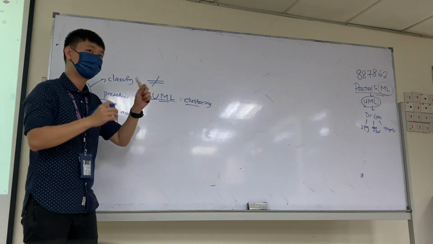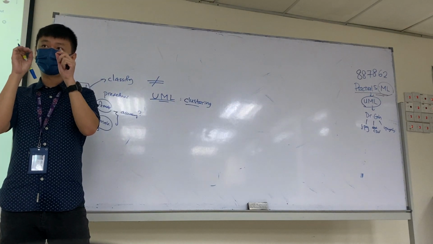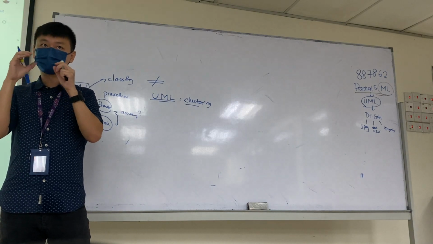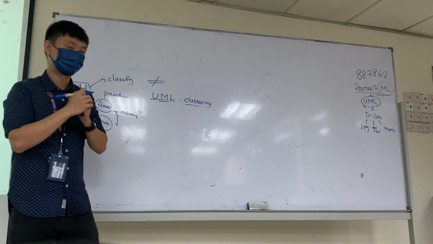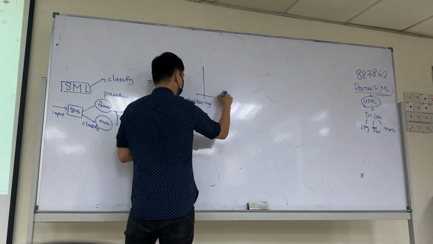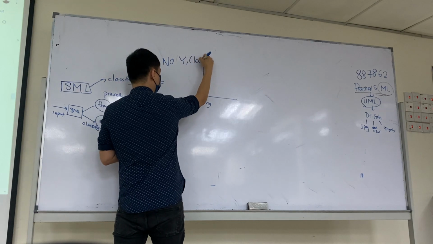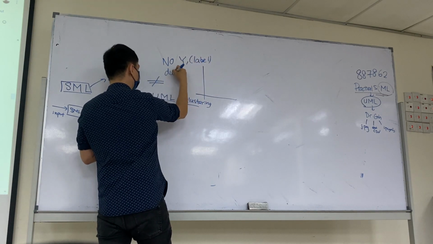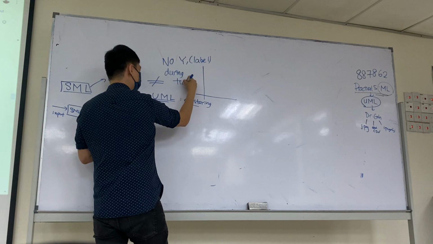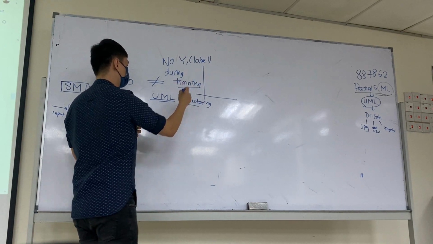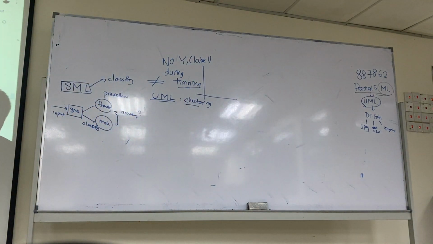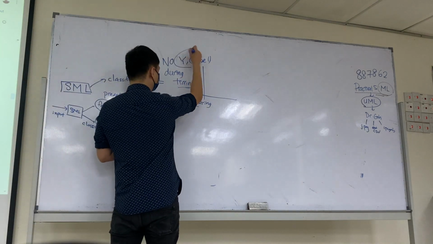Clustering is to find the points that have similarity, and we put them together. In unsupervised machine learning, no Y or label is used during training. Although in our data set we do have X features and Y, we will throw away the Y. We are not going to use the Y to train our models at all. So Y is not important.